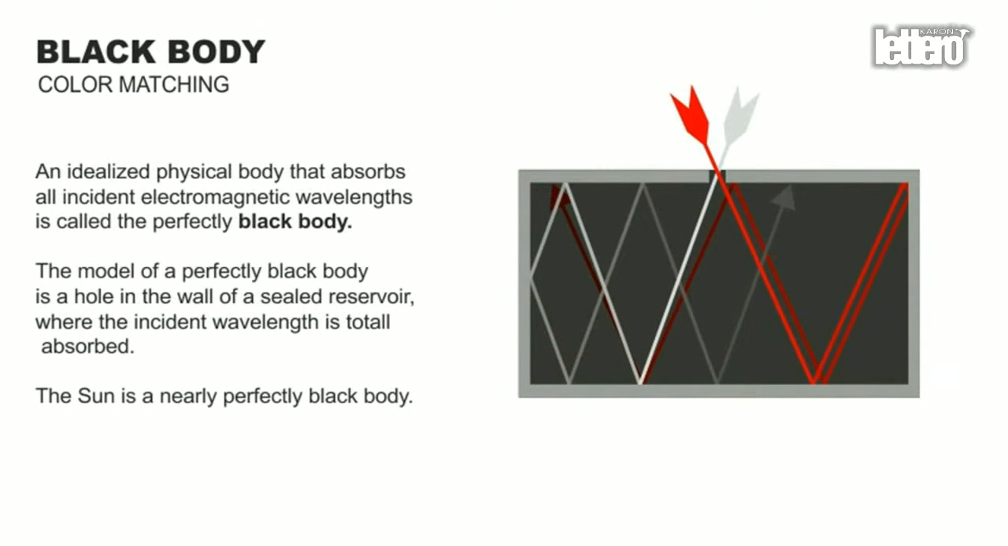An idealised physical body that absorbs all incident electromagnetic wavelengths is called a perfect black body. The model of a perfect black body is a hole in a sealed cavity with walls that totally absorb the incident wavelength. The Sun is a nearly perfect black body.